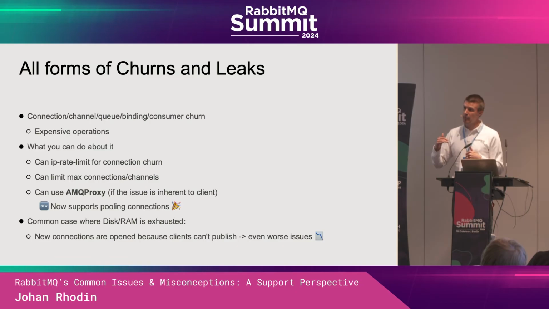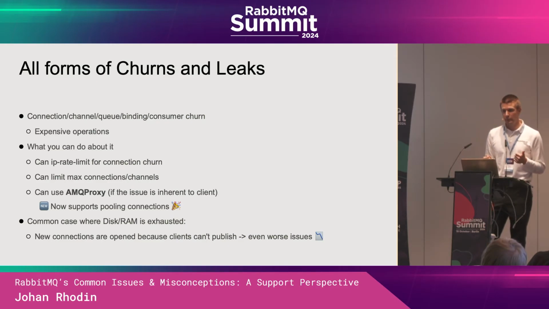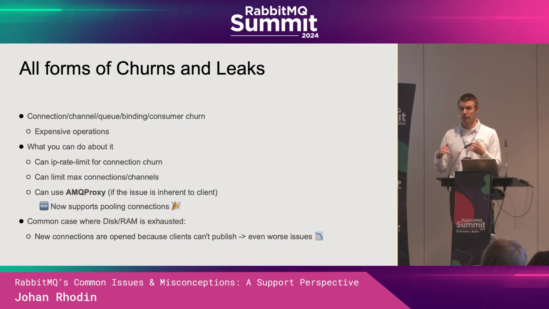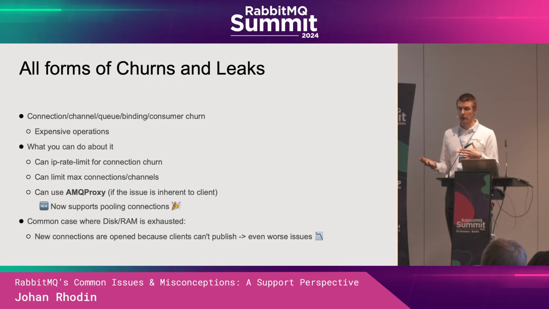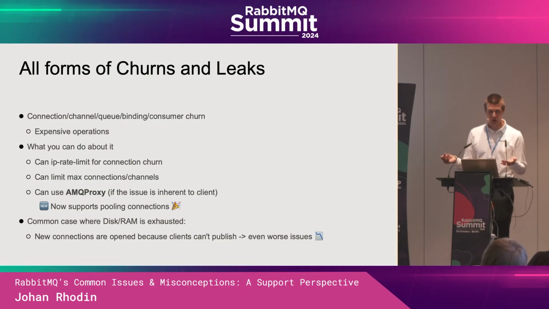You can rate limit the number of connections you can do per second. You can set limits for the maximum number of connections, maximum number of channels, and maximum number of queues. And if your client has to do this, like a PHP client, you can use a proxy, and there's a new feature there that it can support pooling of connections.